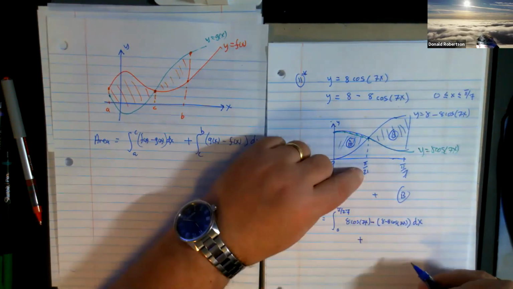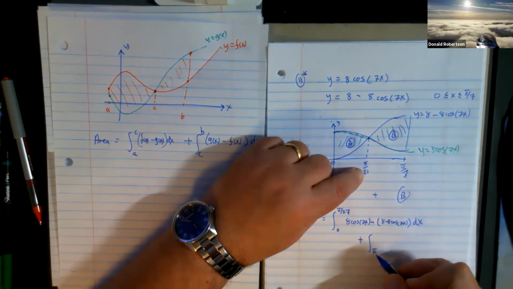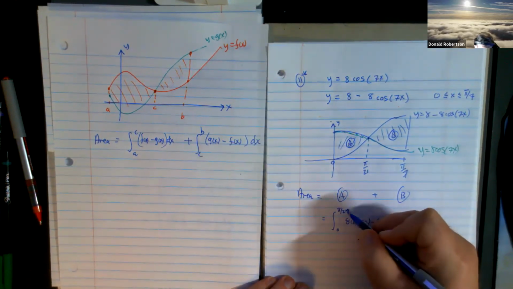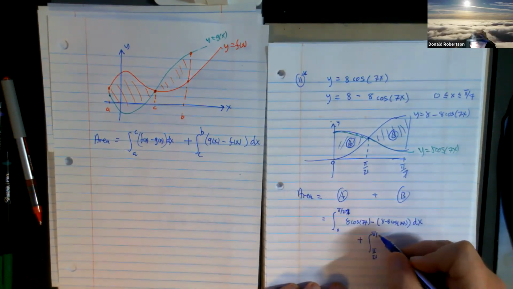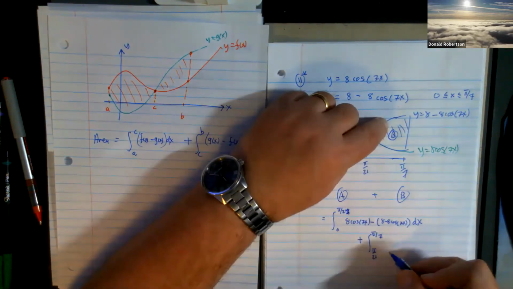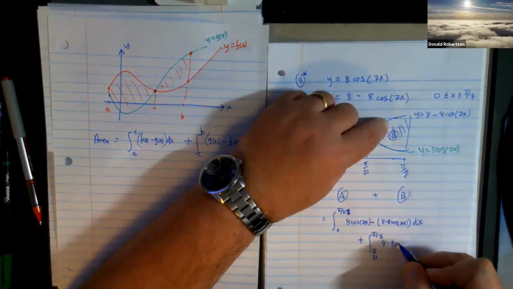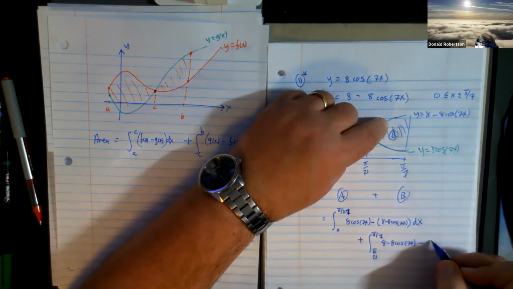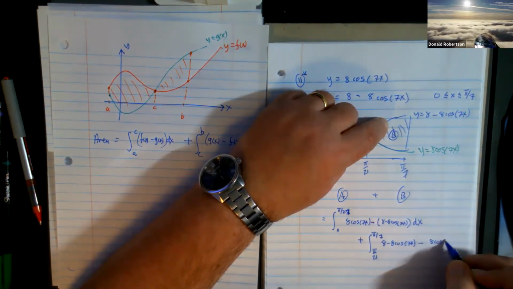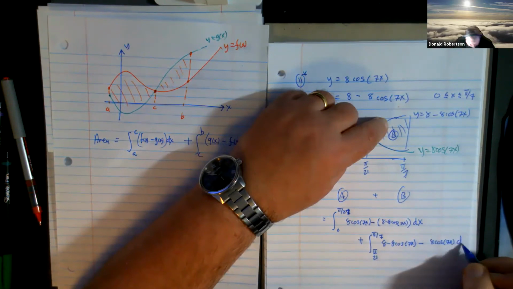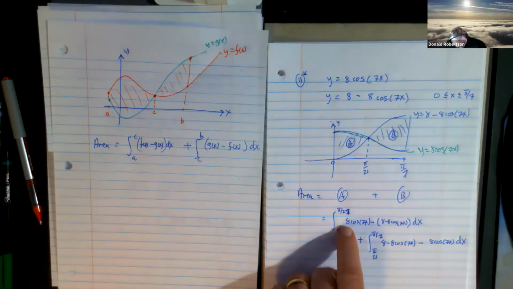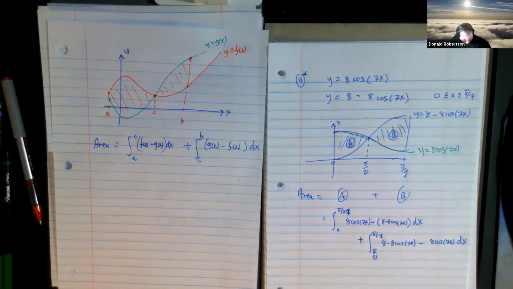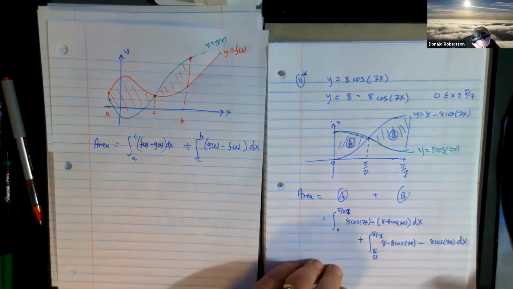Plus, starting at pi over 21 and finishing at pi over 7, blue guy on top, take away green guy on bottom. So can you see it's one take away the other and then they switch places? That's typically what's going to happen.